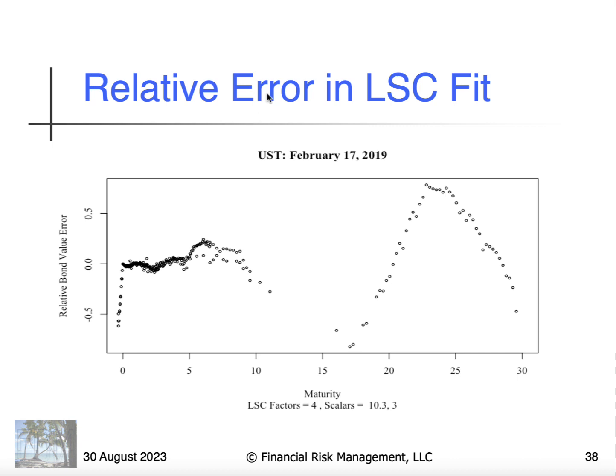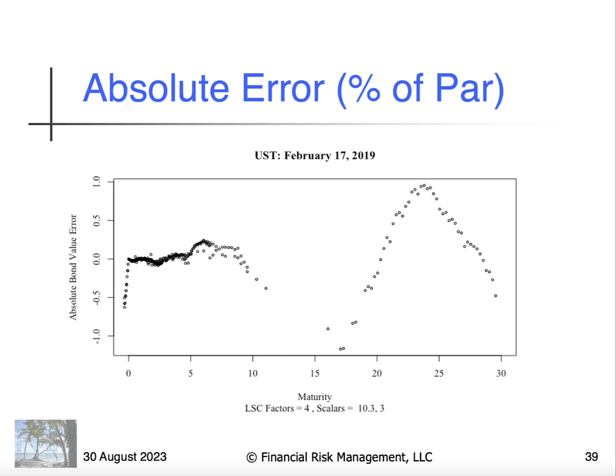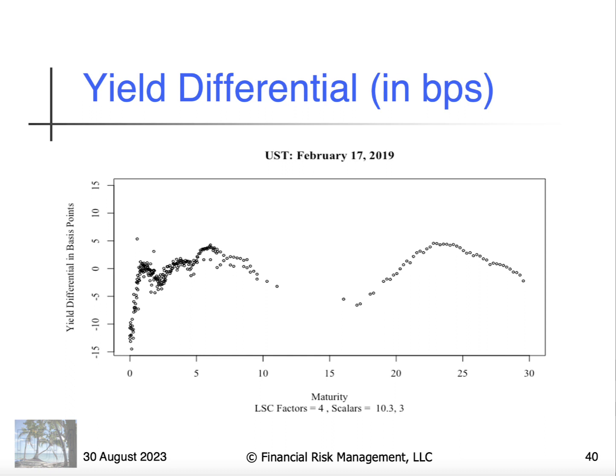You can compute the relative error of the LSC fit. If you'll notice, typically bonds that are right at maturity are not going to fit well, and our focus is primarily on the short end of the curve, and so the relative bond error is small. At the back end of the curve, it is fairly large, and the absolute error as a percentage of par, we get the same sort of phenomenon. The yield differential in basis points, again, at the short end, you're going to get some annualized yields that are significantly different, but within the typical region of focus, it's fairly accurate.